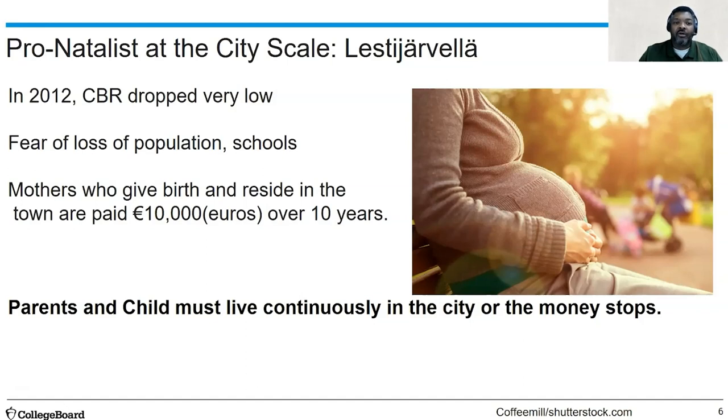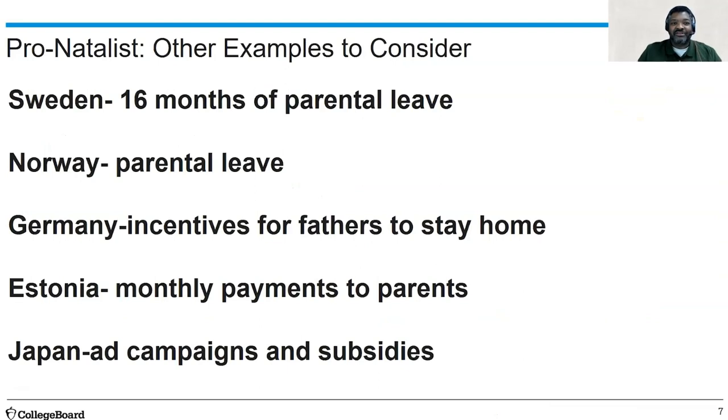This sounded alarm all over the city. There was a fear of loss of population, a loss of business, and the closing of schools. The city enacted a new policy where mothers who give birth and reside in the town are paid 10,000 euros over 10 years. That equates to 1,000 euros per year. There are a few caveats. First, the parents and the child must live continuously in the city or the money stops. So, for example, if the parents were to leave and go to another municipality and then come back, the payments would not be reinstated. Let's look at other examples of pronatalist countries.